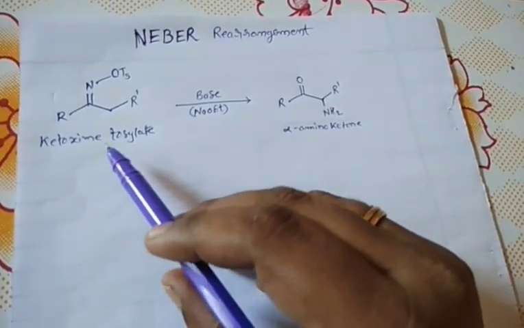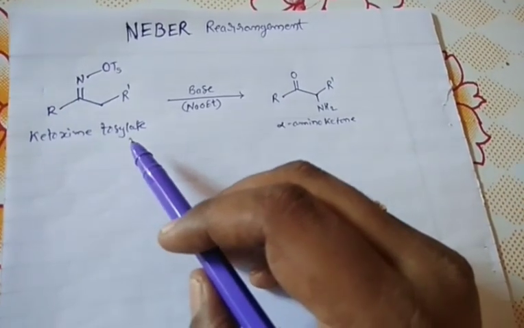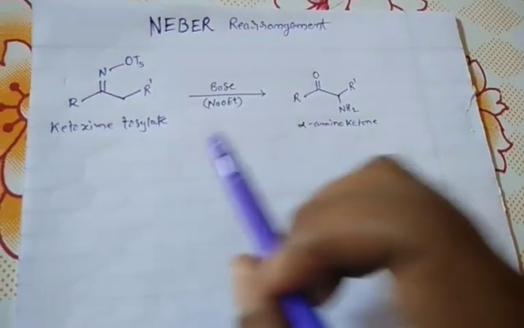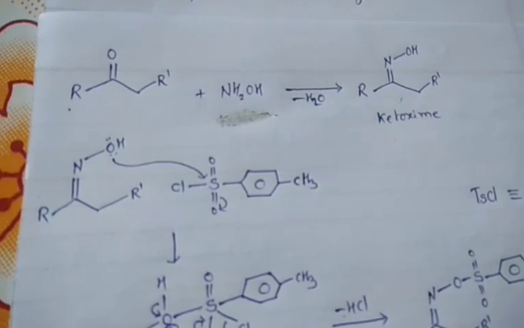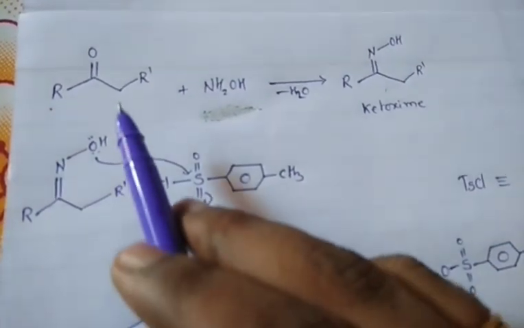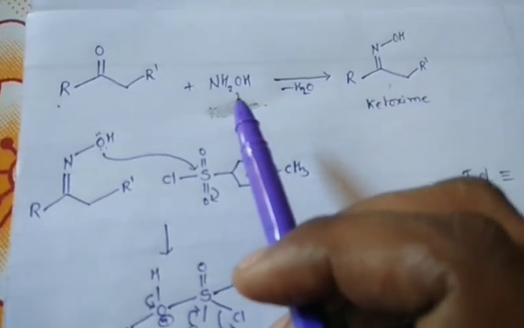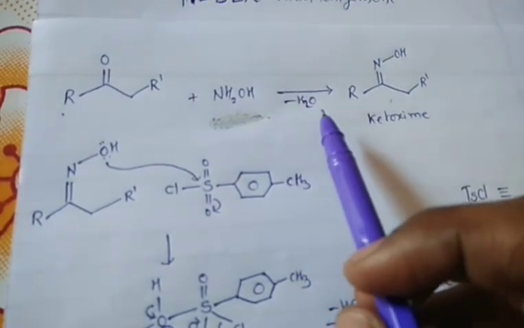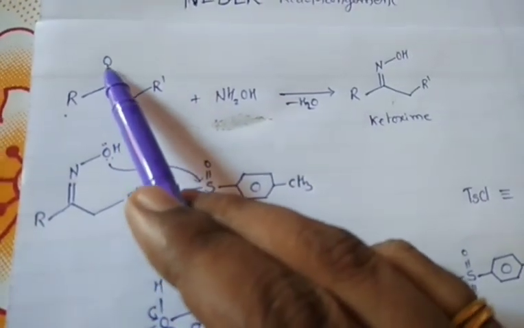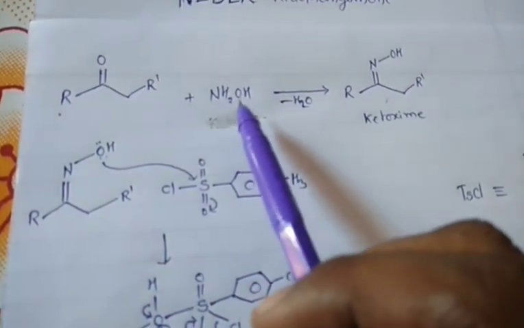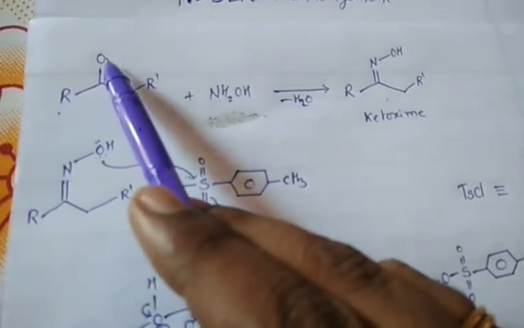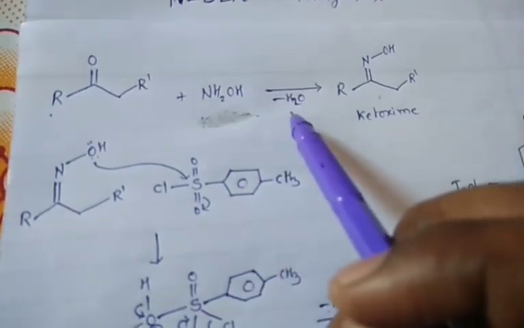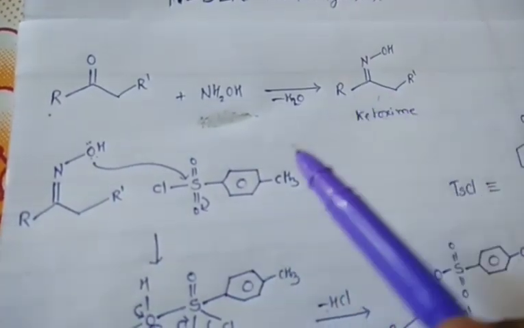Now this ketoxime tosylate is prepared from a ketone. The starting material for the ketoxime tosylate is a ketone, which reacts with hydroxylamine to give the ketoxime. So this is a ketoxime in which a water molecule is liberated: oxygen from the ketone, and from hydroxylamine two hydrogens are removed, OH and oxygen and two hydrogens, that is the removal of water.